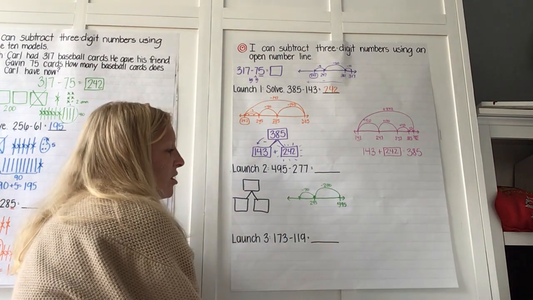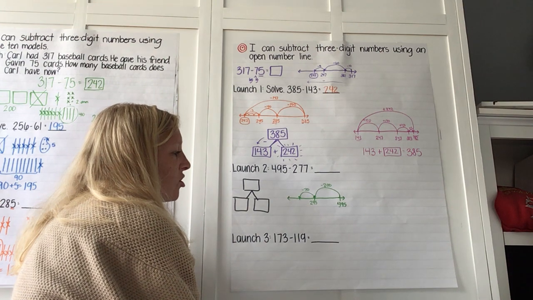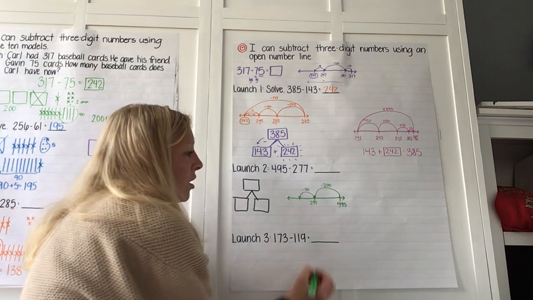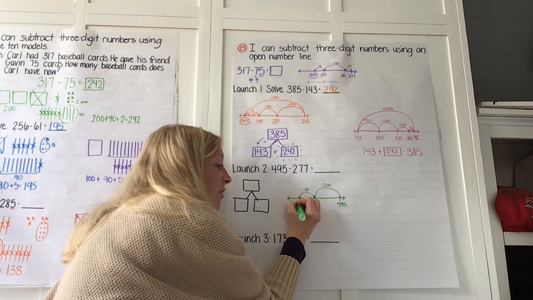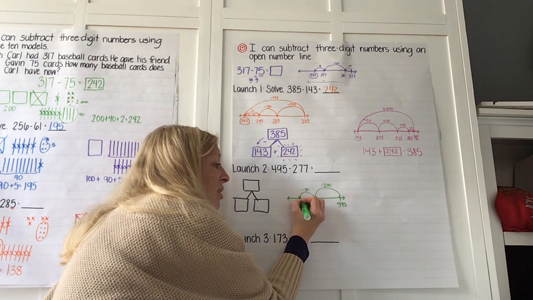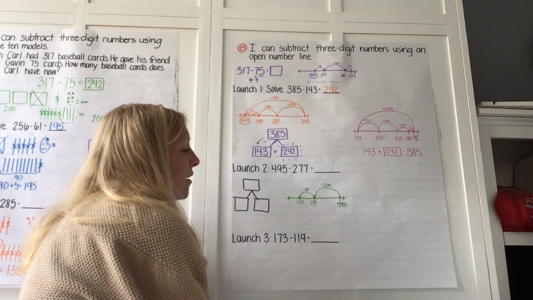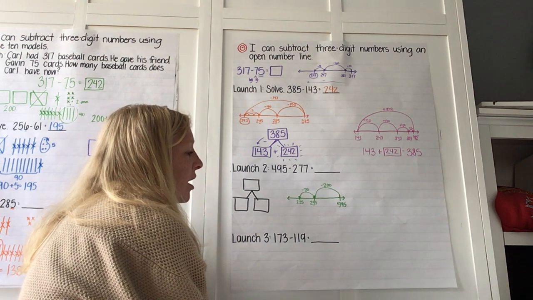Okay, and when you take away 70, what place is going to change? All right, so you're saying 9 tens, take away 7 tens is 2 tens, so you have your 200s, your 2 tens, and you still have your 5 ones. All right, and then what are you going to do?